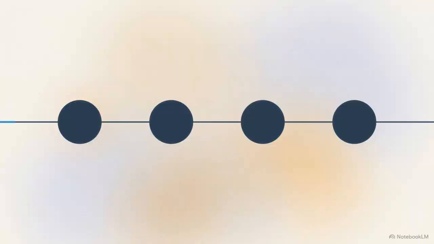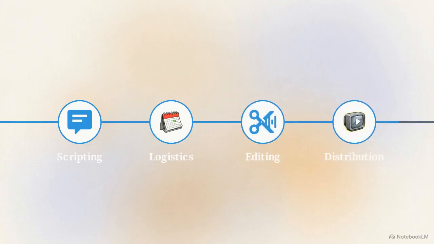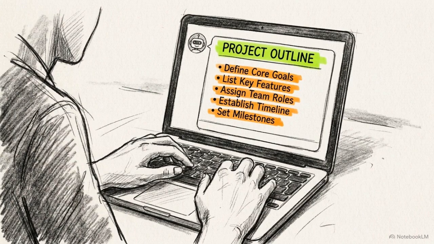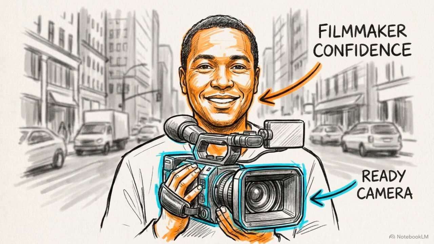We've moved from generating a script outline with a simple prompt to automating your logistics, all the way through text-based editing and direct-to-viewer distribution. Your next step is to open an AI chatbot today. Pick one social issue in your community and prompt the software to write a one-page documentary outline based on that topic. Technology gives you the tools to efficiently build the frame. It is your perspective that gives the story its soul.